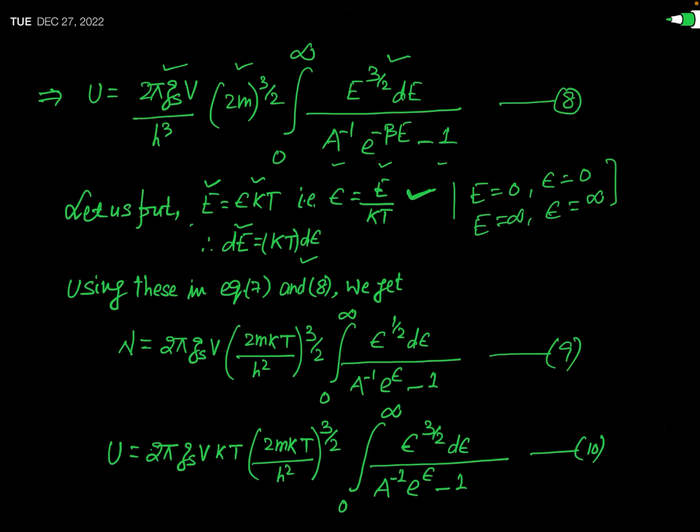So you can say that N will be equal to 2π g_s V times (2m kT by h squared) to the power 3/2, integral 0 to infinity ε to the power half dε by A to the power minus 1 e to the power ε minus 1.